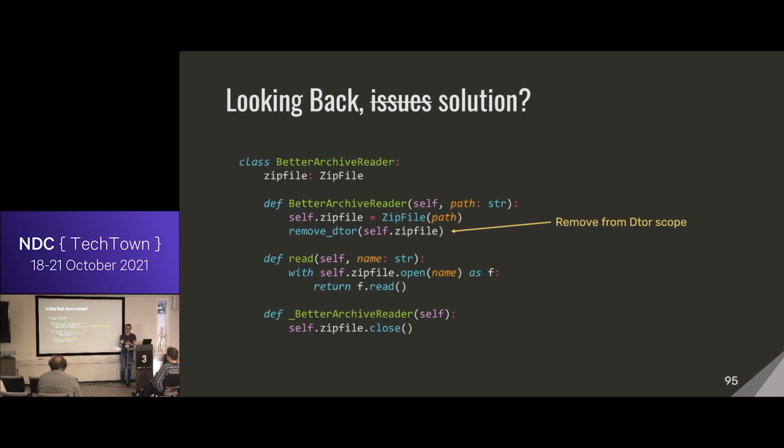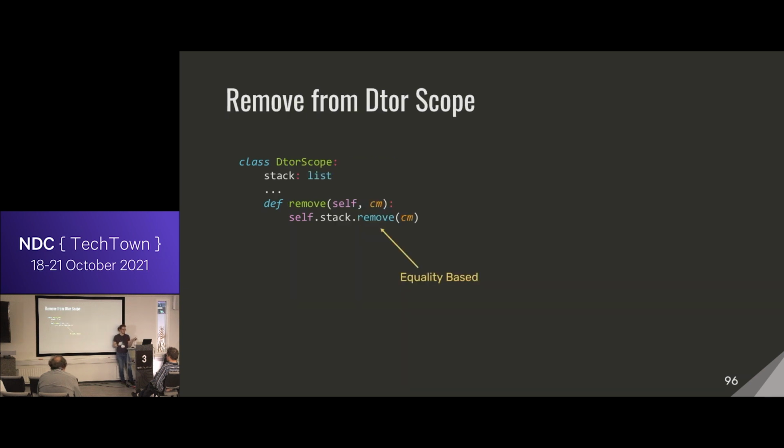A simple way to fix that would be just to remove it from the current scope. Create a variable assigned to a local member, then remove it from the destructor scope, and we know it would not get destructed automatically when we leave the function. Now, how do we do that? We add a remove method to our destructor scope. We call stack, which is a list, remove, and pass in the member. We have one issue here. List.remove is equality-based and not identity-based. So if you have two different context managers which equate true, we may remove the wrong one, which is not a very pleasant thing to do.